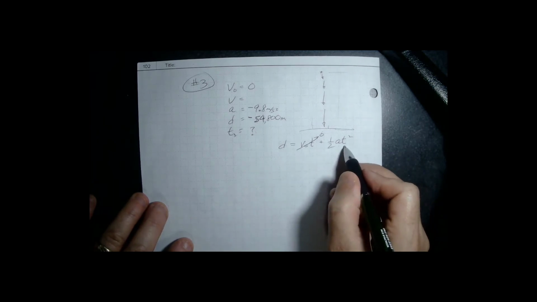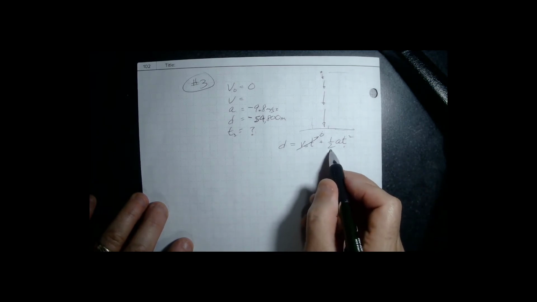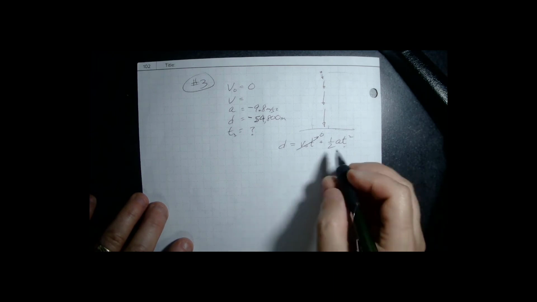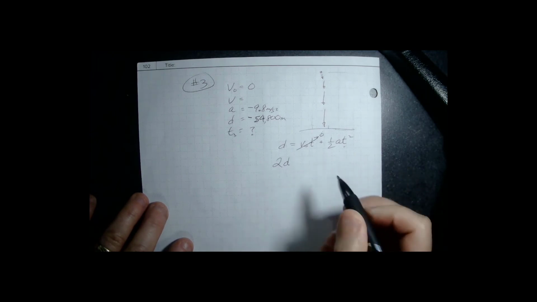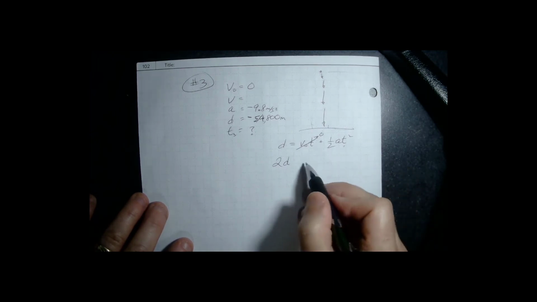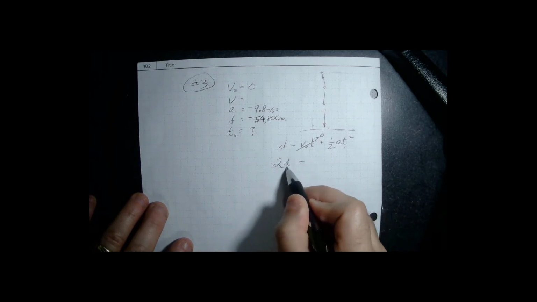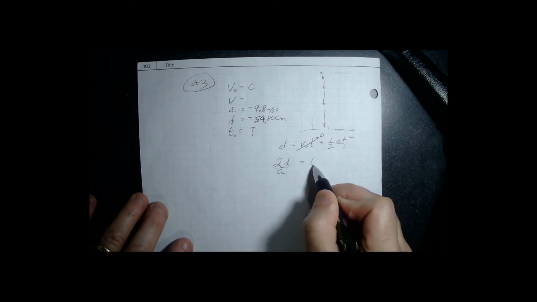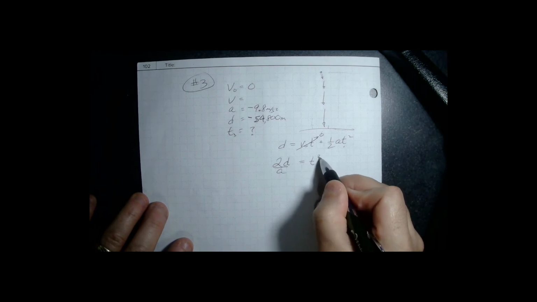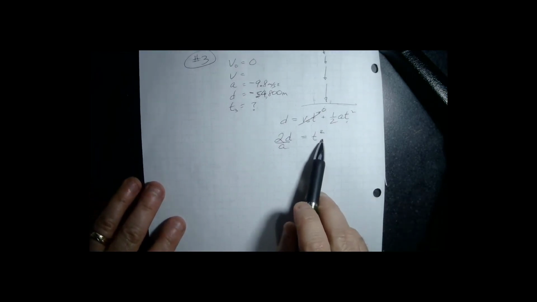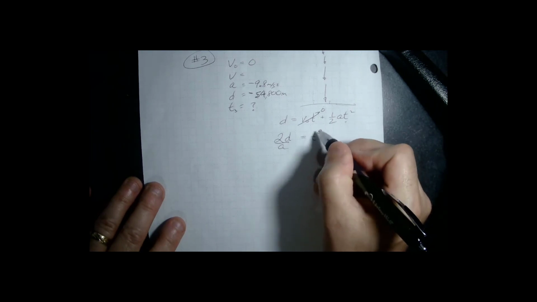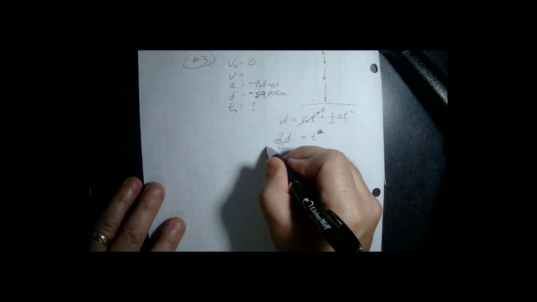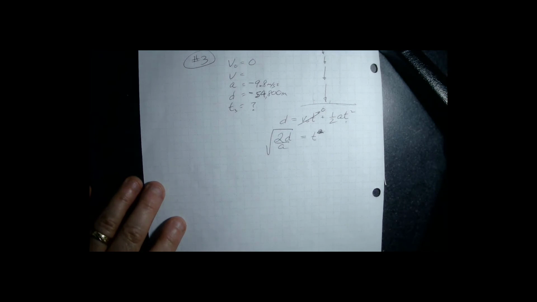Or to solve for T here. I got to get rid of the 1/2. I'll multiply both sides by 2. I need to divide out the A. So we'll have 2A over D. That's going to equal T squared. But I can solve for T here by just square rooting both sides. So if I square root T squared, I get T, and I get 2D over A.